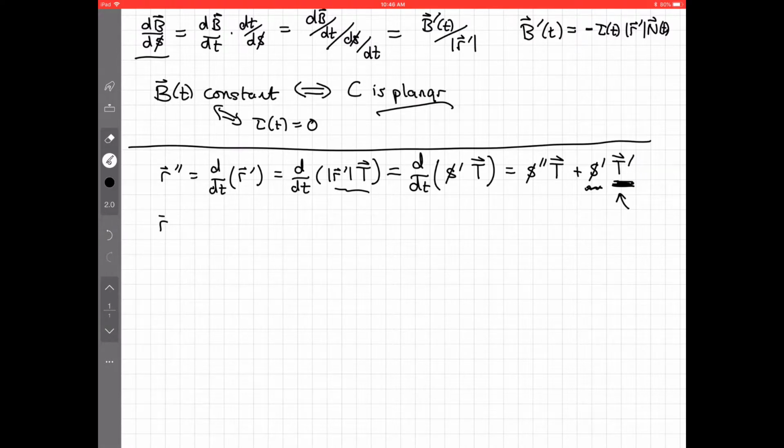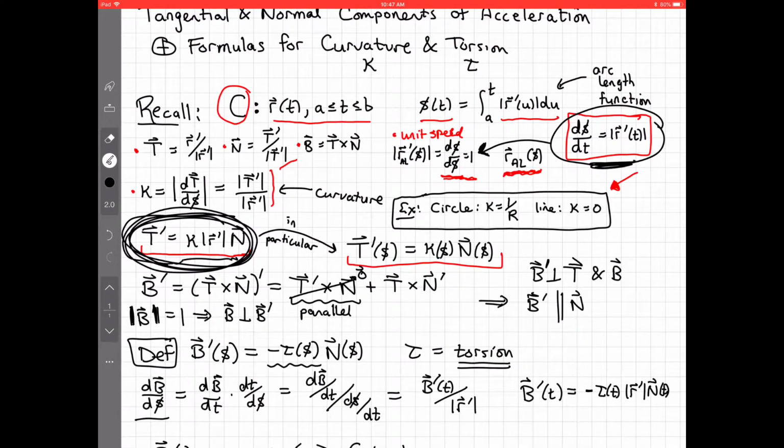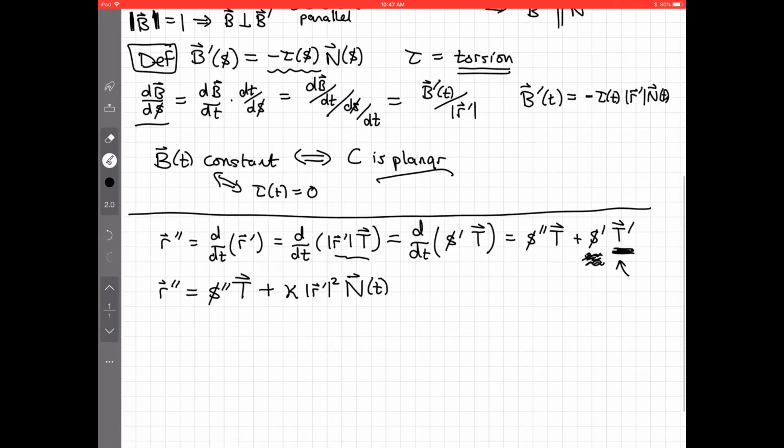So we can rewrite this as s double prime t plus kappa times the length of r prime squared, times n. Because we got one length of r prime from our formula over here, and the other length of r prime comes from how t prime is related to n right over there. All right.